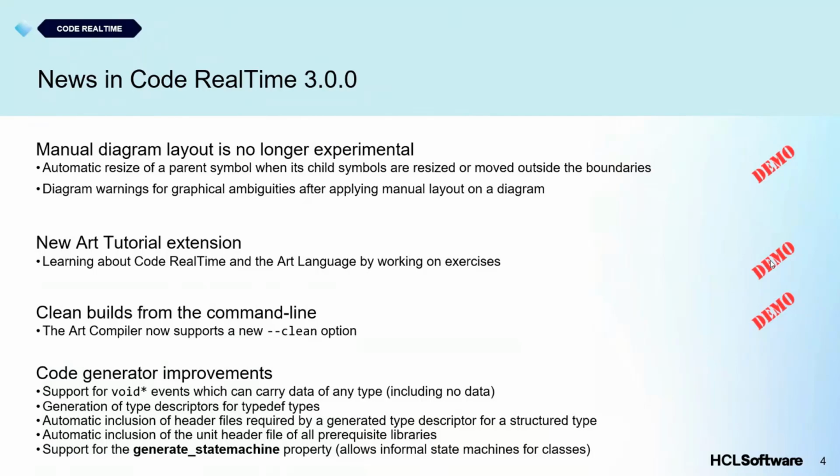And we've also improved the command line Art compiler so that it has a new clean option, which makes it possible to do a clean build from the command line. Previously, this was missing, and it was only possible to do clean builds from the UI.